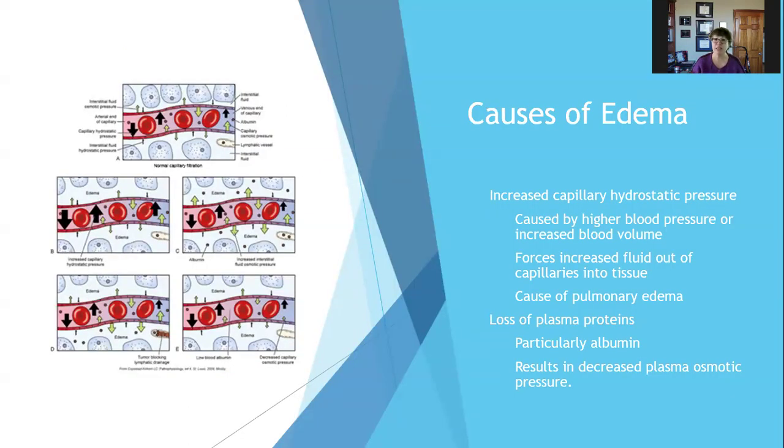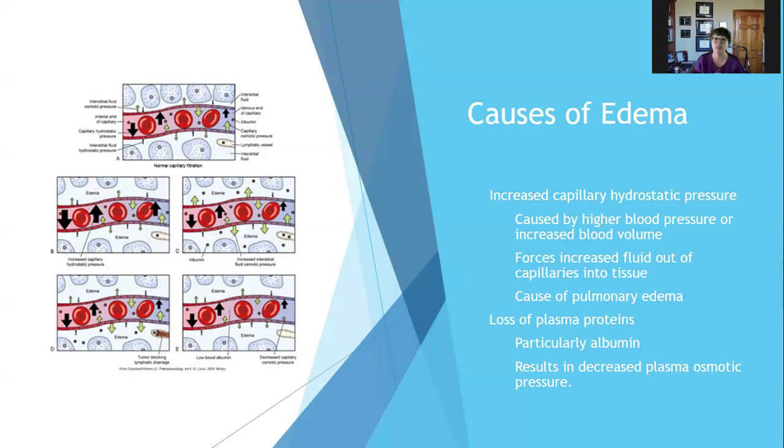So edema, there are four main causes of edema, and I would like you to know these. It can be caused by increased capillary hydrostatic pressure. So higher blood pressure or increased blood volume can cause edema because it forces increased fluid out of the capillaries into the tissue. So you have that higher blood volume and higher blood pressure, and it pushes more fluid out into the interstitial space. Usually increased capillary hydrostatic pressure is the cause of pulmonary edema. And that's edema in your lungs. That's never good because then you don't have enough space for oxygen exchange.